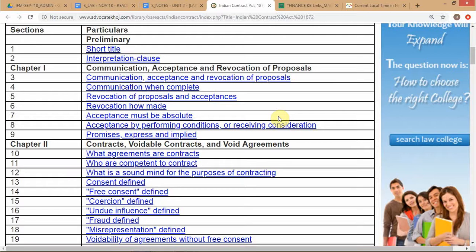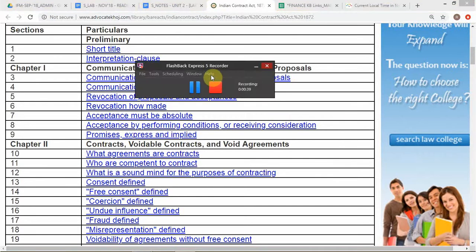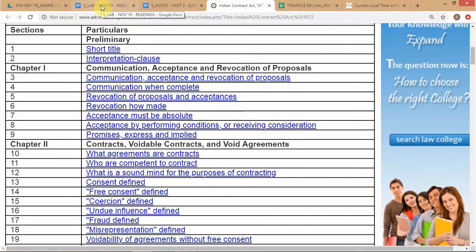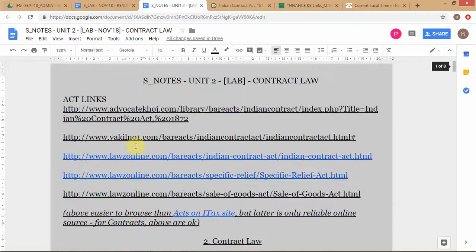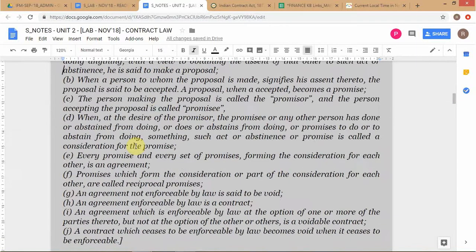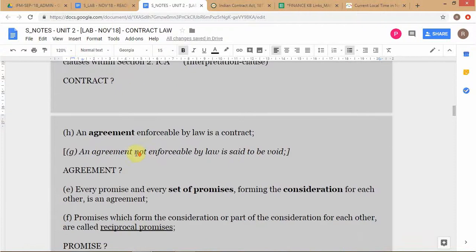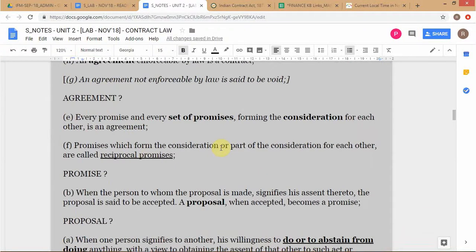You have two ways you can do the interpretation clause. You can either follow the sequence given in the Act, or you can do what I've told you to do, which is starting with what is a contract and then slowly disaggregating the contract. A contract is an agreement enforceable by law, and then you have to define what an agreement is. An agreement is essentially every promise and every set of promises forming the consideration for each other. Then you break down what is a promise. A promise is a proposal which is accepted.